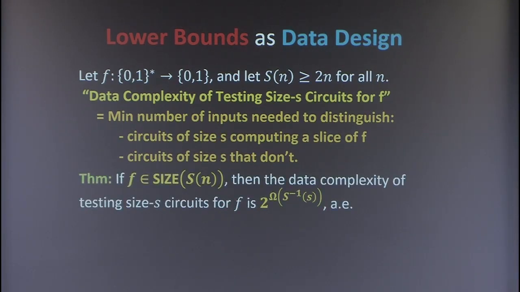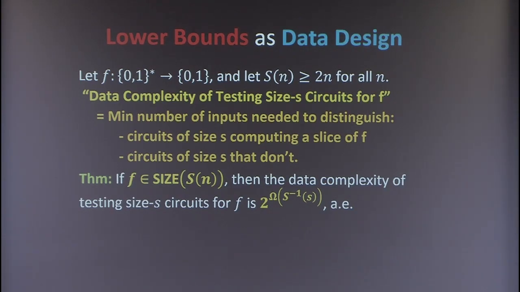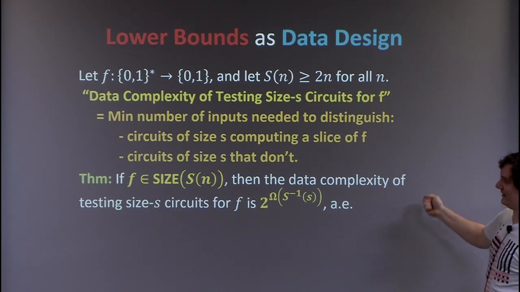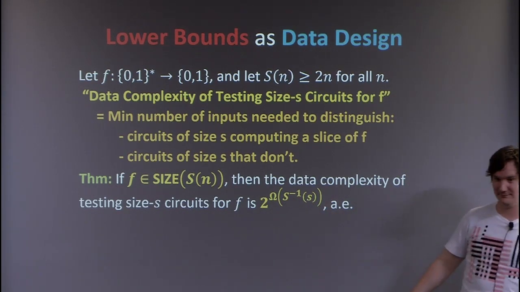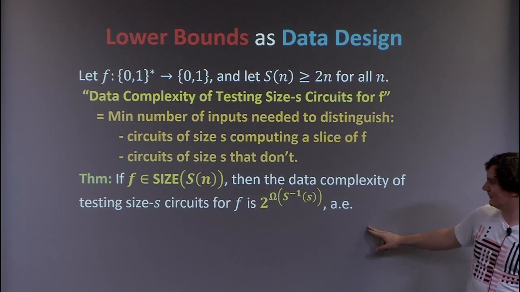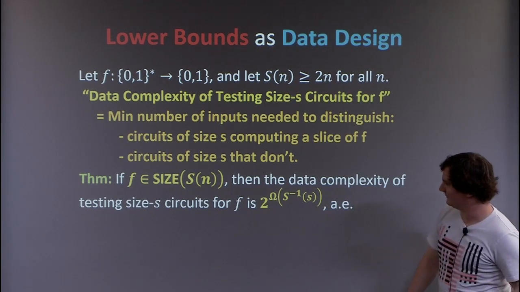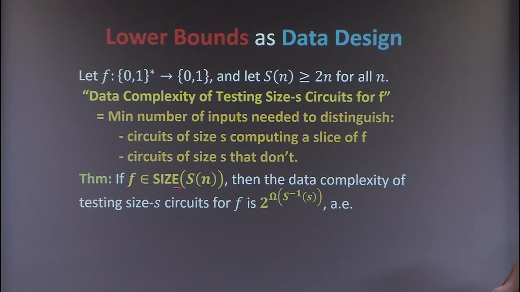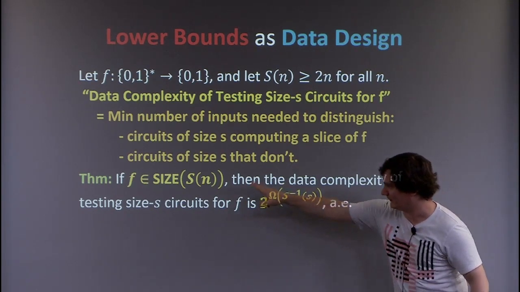So the first theorem is that if a function f has circuits of size s of n, then the data complexity of testing size of circuits for f is 2 to the omega of the inverse of s, almost everywhere. When you unpack this statement, it's sort of like what Russell was saying. I'll say more in a moment. Basically, having a circuit upper bound automatically gives you some kind of lower bound on the data complexity, but you take the inverse of the function here.